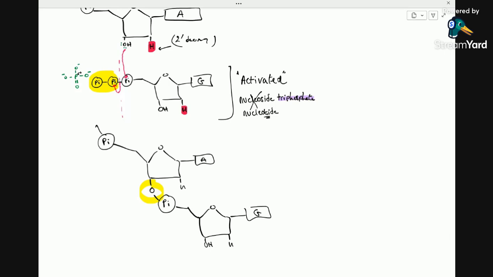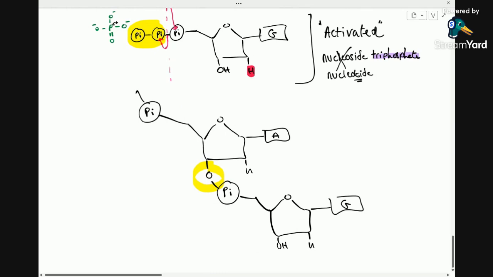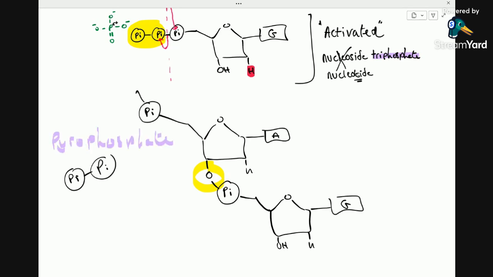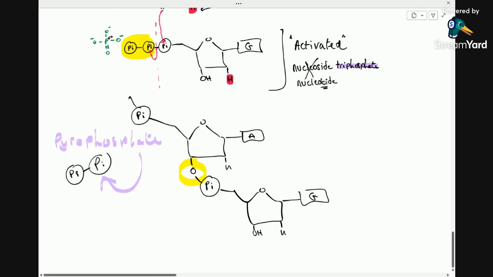But it's worth pointing out this is now a dinucleotide, and the leaving group, these two phosphates, are now over here connected together. This is our leaving group. It is called pyrophosphate. It is not water in this case. So it's just worth bearing in mind that condensation reactions are not always liberating water. In this case, they're actually liberating two phosphate groups stuck together. So they're called pyrophosphate.